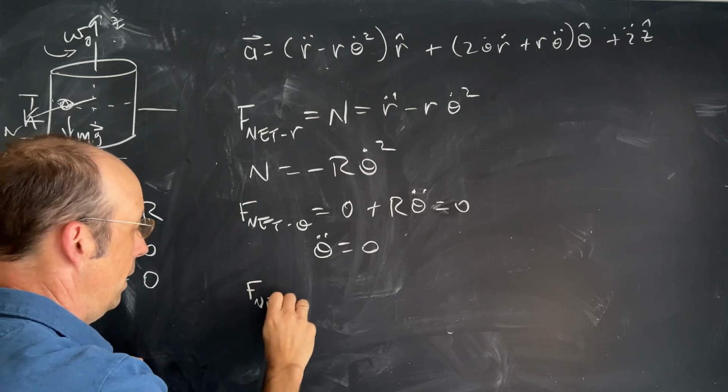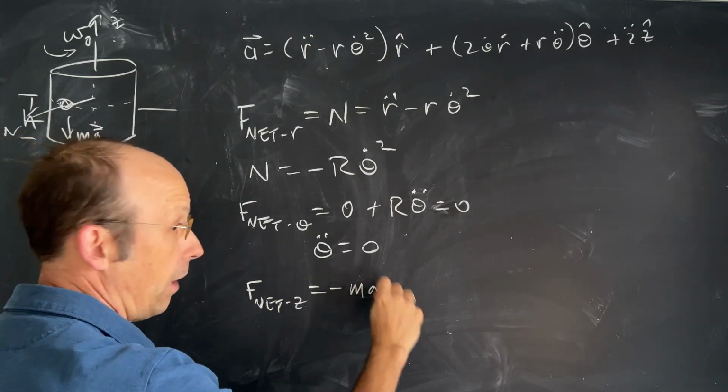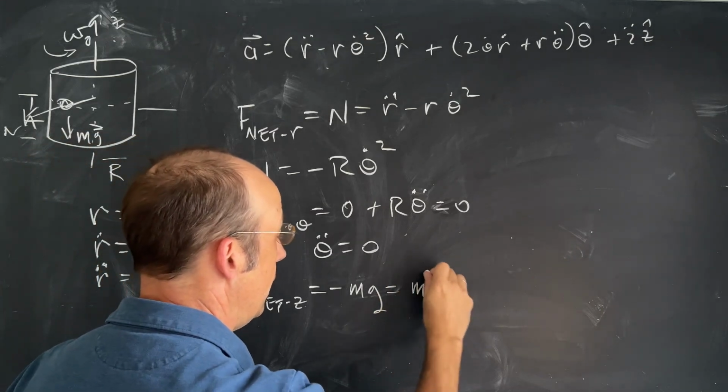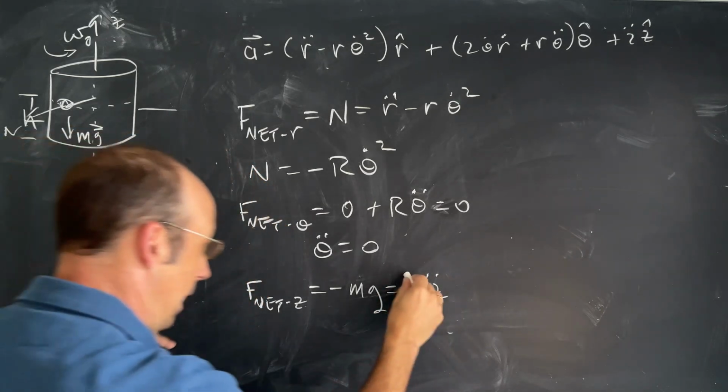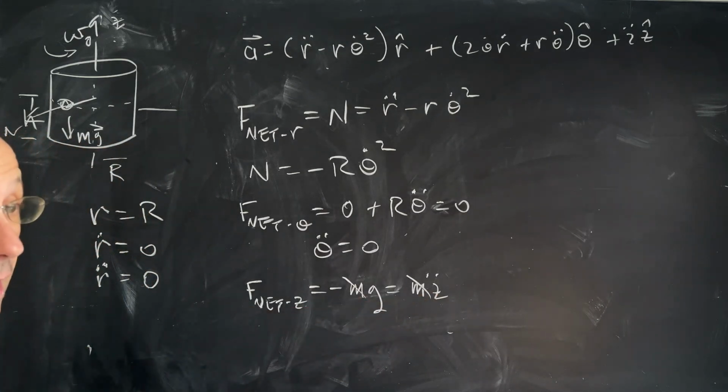F net in the z direction is going to be negative mg. It's the gravitational force, and that's equal to m z double dot. Again, the mass cancels. That's nice. And I have z double dot equals negative g.